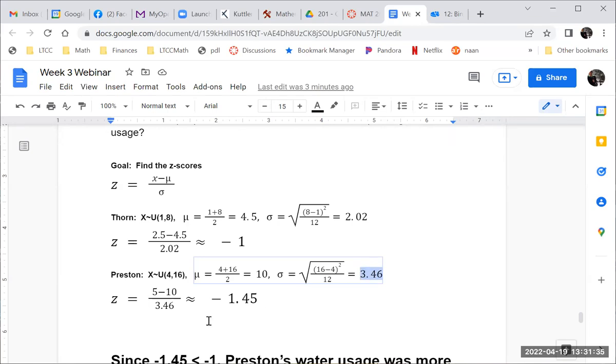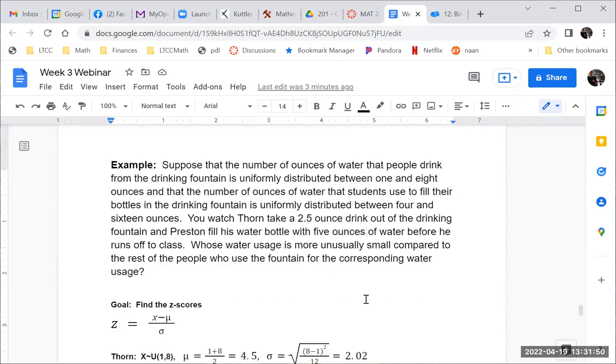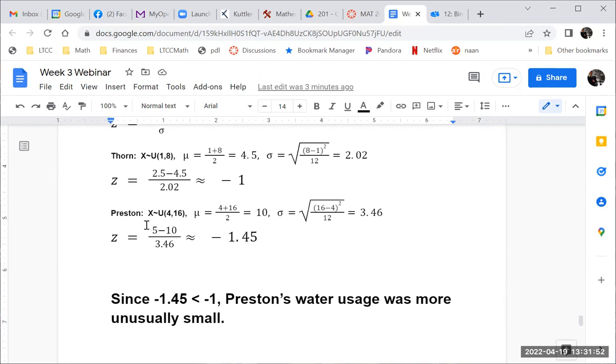And then we find the z-score. Z is equal to the x, which was 5 because Preston filled his water with 5 ounces. So 5 minus the mean, which was 10, divided by the standard deviation, which was 3.46. And I got -1.45.